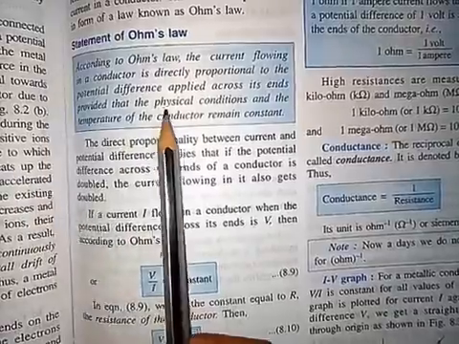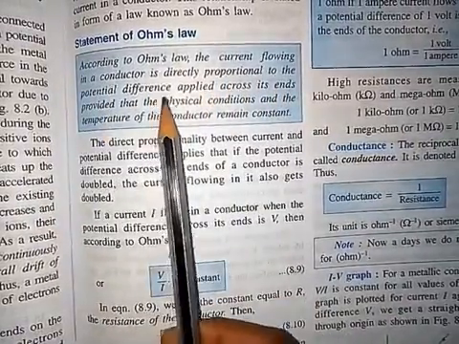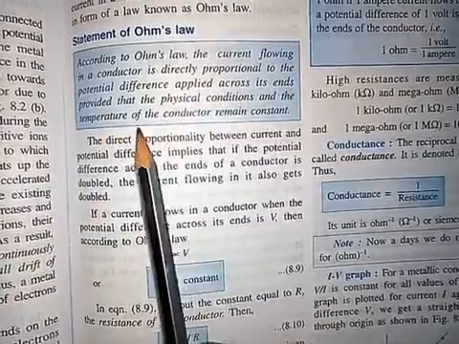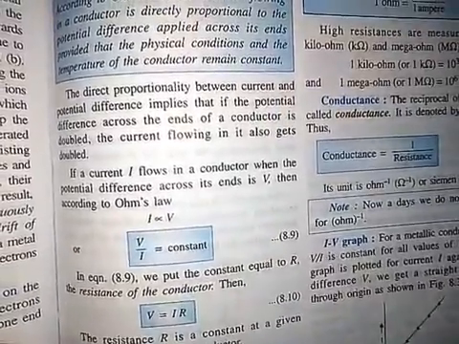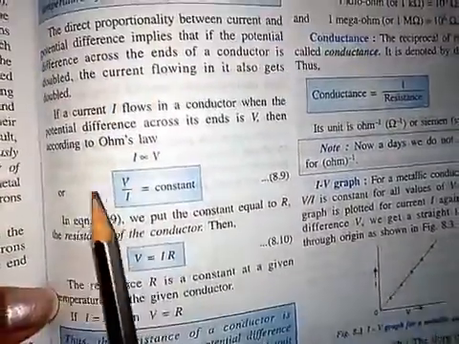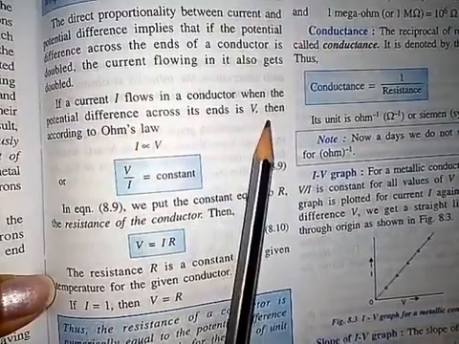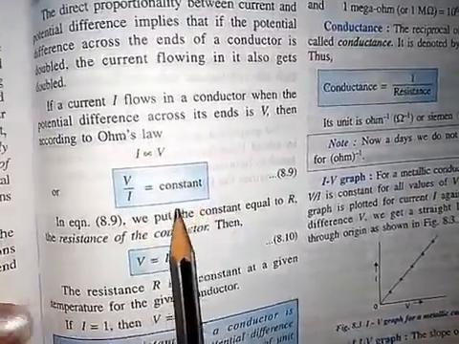Ohm's law. According to Ohm's law, the current flowing in a conductor is directly proportional to the potential difference applied across its ends, provided that the physical conditions and the temperature of the conductor remain constant. So, if a current I flows in a conductor when the potential difference across its ends is V, then I is proportional to V, or V upon I equals a constant.